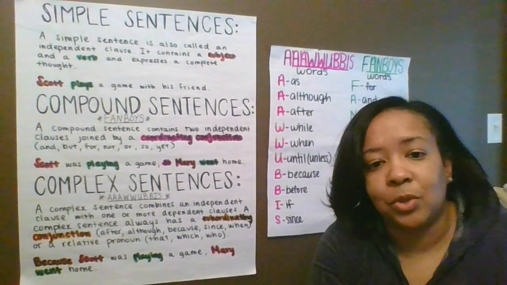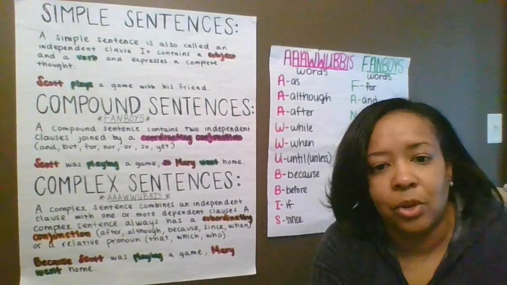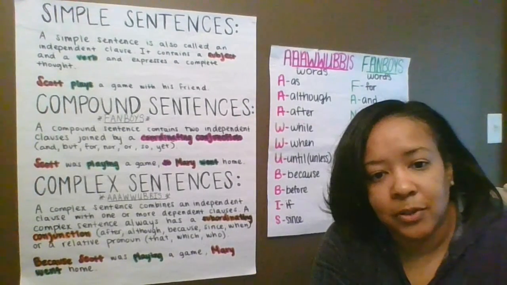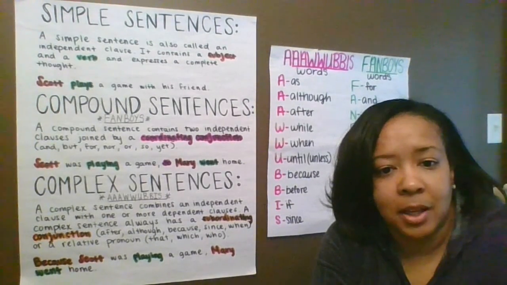Now, this will help you. So if you're at home writing in your journal, try to use the 3 different types of sentences: simple, complex, and compound.